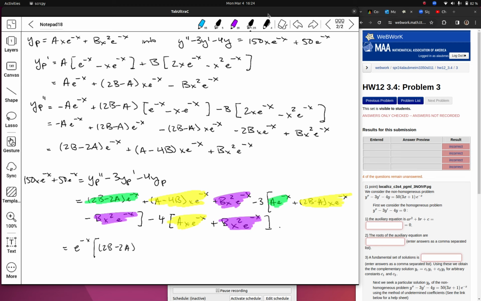So first my e to minus x by itself. I've got that 2b minus 2a minus 3a from here. And then that's it. And then my x e to minus x, I've got a minus 4b minus 3 times 2b minus a minus 4a.